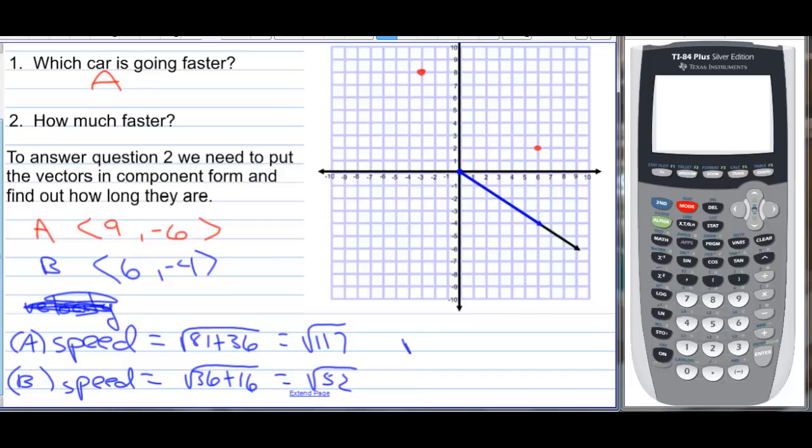So we take the square root of 117 minus the square root of 52. I mean, who cares what it is? That's the process. It's some sort of decimal value. But that's how much faster A is going than B.